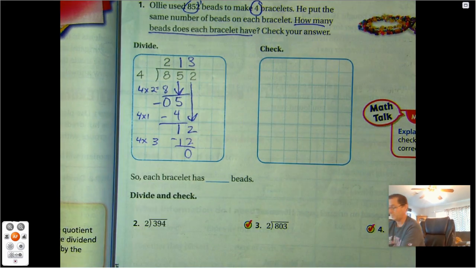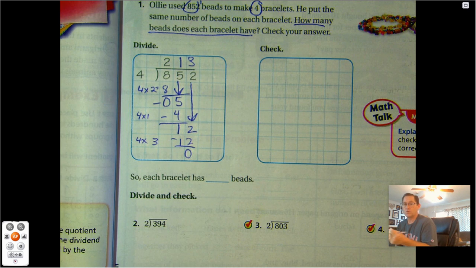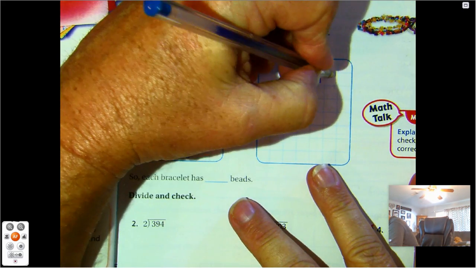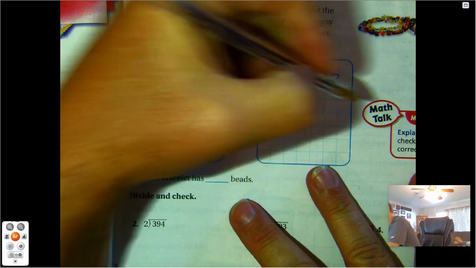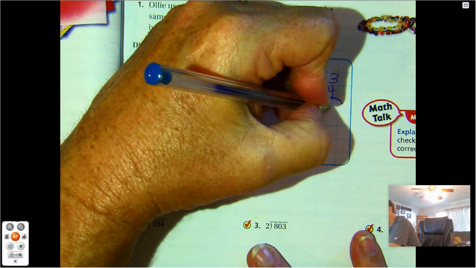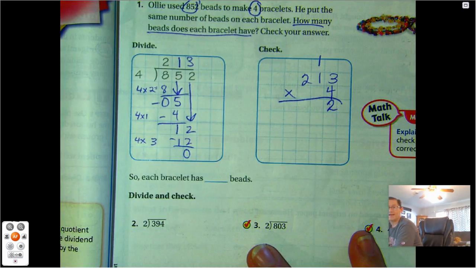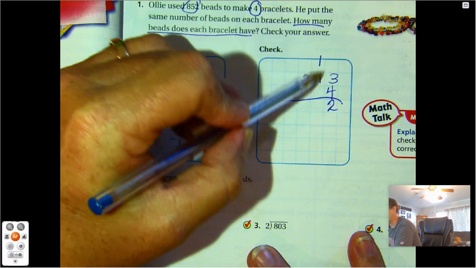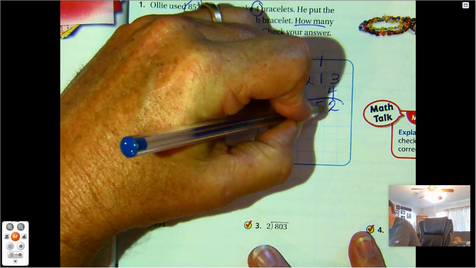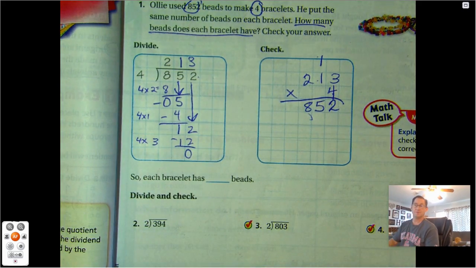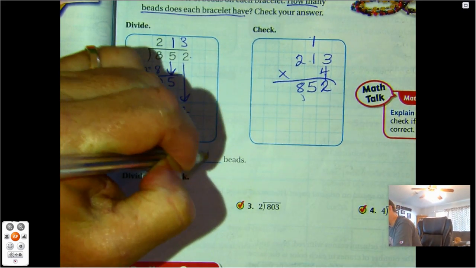So if I take my quotient and multiply by the divisor, I should get the dividend 852. So let's check our work. 213 times 4. 4 times 3 ones is 12 ones. We'll regroup that as 1 ten and 2 ones. 4 times 1 ten is 4, plus the regrouped 10 is 5 tens. And 4 times 200 is 8. And they do match. Okay, so each bracelet has 213 beads.